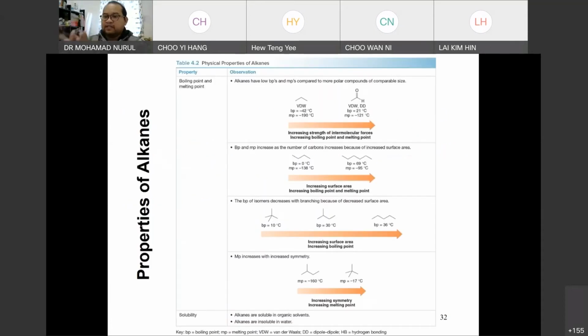These are the physical properties of alkanes, already summarized in these tables. I already gave my lecture notes there, so it's easy to understand. The boiling point and melting point increase with the number of carbons. The boiling point decreases with branching, because branching decreases the surface area. Everything is in chapter 3. That's why I ask everybody not to leave out any chapters, because they are all related. For solubility, alkanes are soluble in organic solvents, not in water.